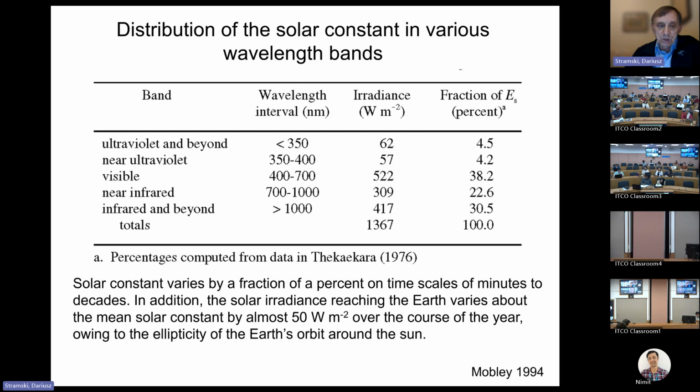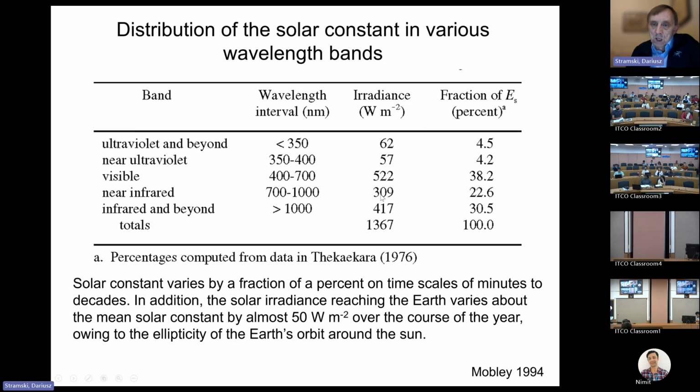But in addition, the solar irradiance reaching the Earth varies about the mean value of the solar constant by almost 50 watts per meter squared over the course of the year, owing to the ellipticity of the Earth's orbit around the Sun. So the distance between the Earth and the Sun is also causing variations in the so-called solar constant. The value of the solar constant at the bottom of this table is shown in watts per meter squared. Integrated across the entire spectrum, it's about 1.4 kilowatts per meter squared, or 1,400 watts per meter squared. But as indicated below, this is not a constant value, it can vary.